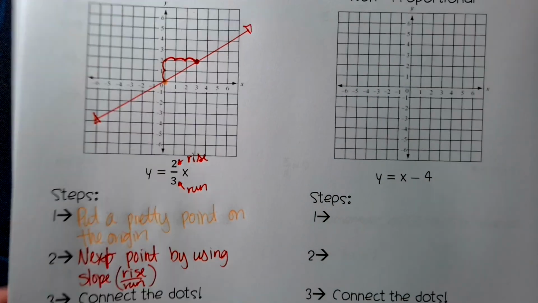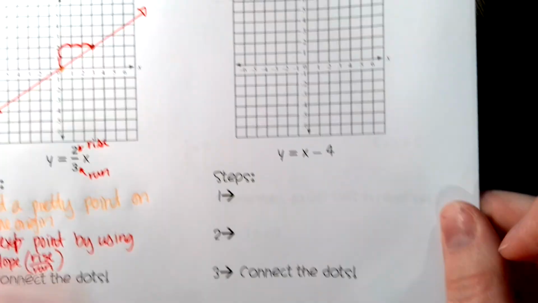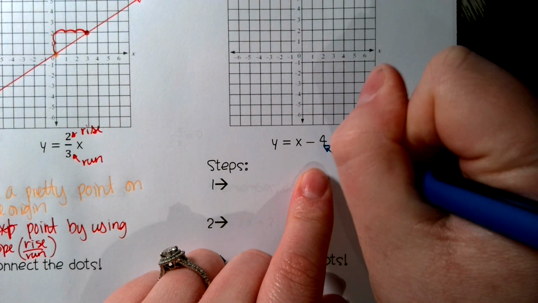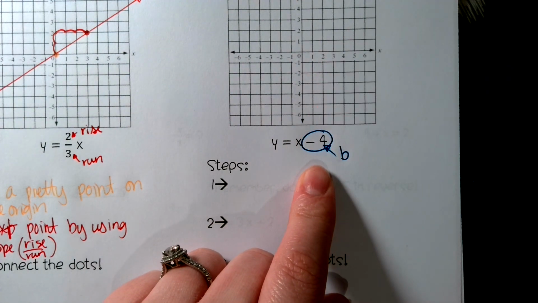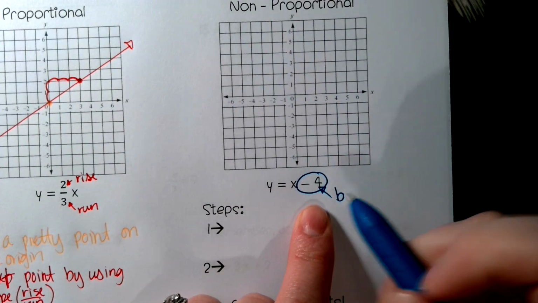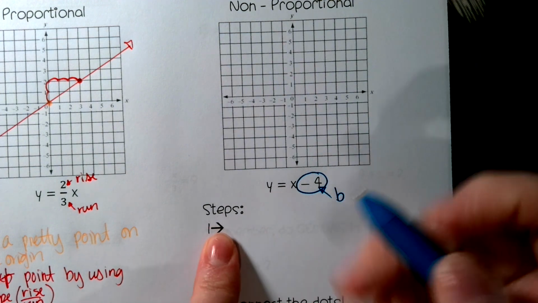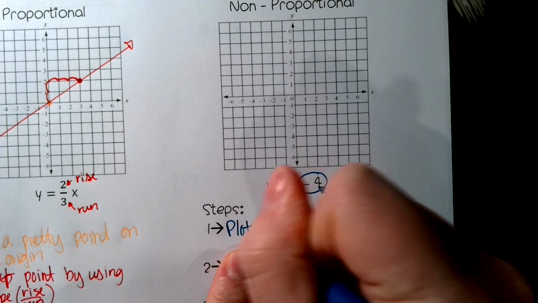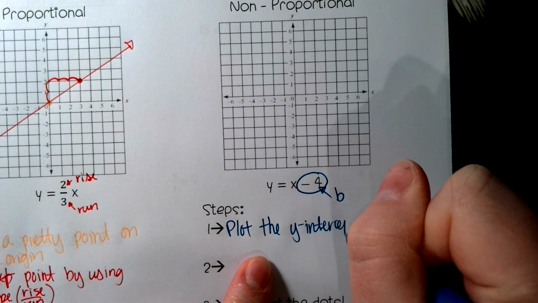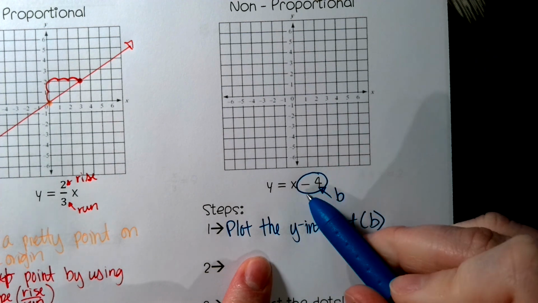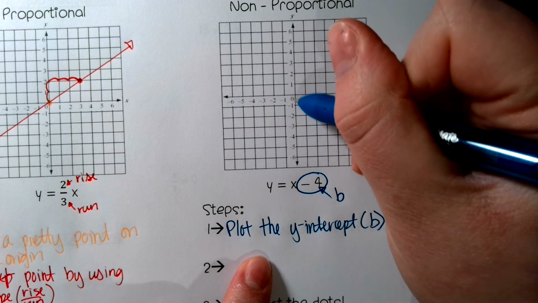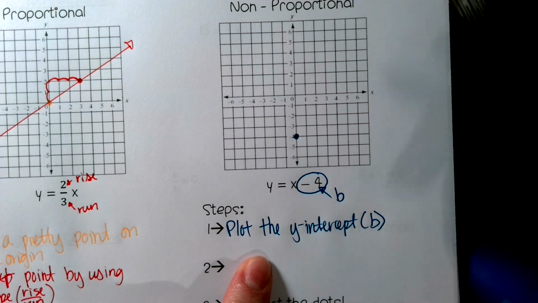With a non-proportional equation, remember in our equation, we have that b. We have that b that's on the y-axis because that's our y-intercept. So I need to first plot the y-intercept, the b. We have a -4. Yes, that's -4 in the problem. That tells me that my b is at -4.